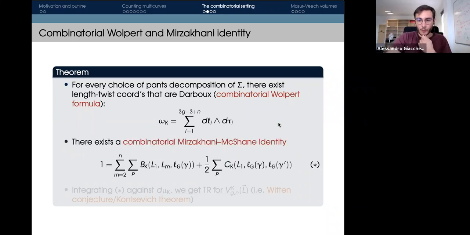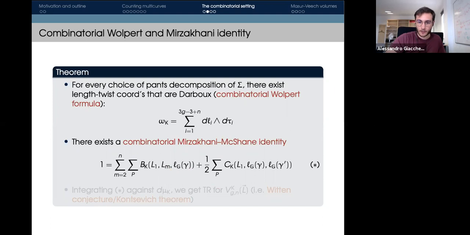And another thing we were able to prove is that there exists a combinatorial Mirzakhani-McShane identity. So again, this means that the constant function 1 can be computed by geometric recursion. Here I will not explain what b_k and c_k are, but they're just explicit functions of 3 variables. I think you just fleshed them out yesterday. But you see, this is completely different from Mirzakhani's identity. It's again an identity for the constant function 1, but on a different space.